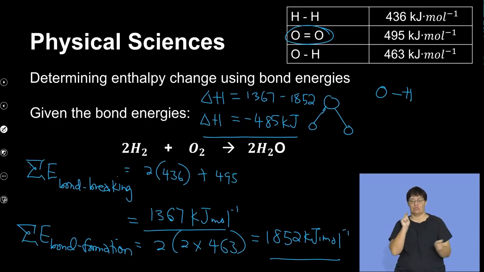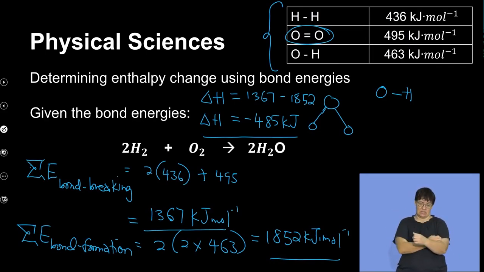Right, so you can use a lot of examples, but we wouldn't have been able to quantify it had we not been given the bond energies. So in this chemical change, we are saying that the heat of this reaction is minus 485 kilojoules. So the negative suggests that more energy is actually released than absorbed.